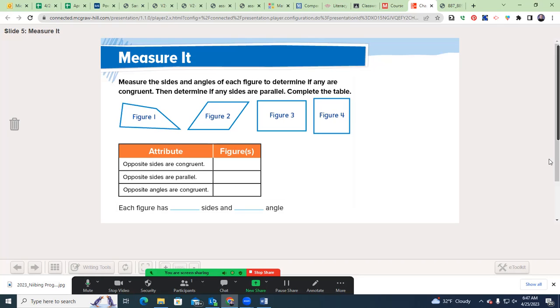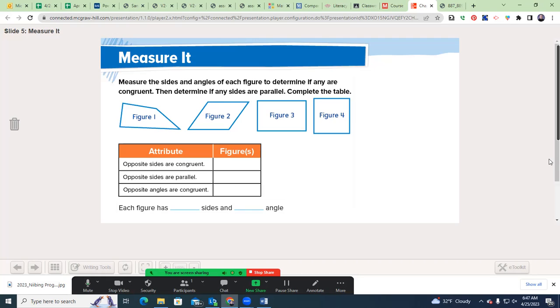So we're on 923, and I don't see any highlighted words this morning. There is a little definition of a quadrilateral at the top, and it says a quadrilateral is a polygon with 4 sides and 4 angles. Remember, polygons are made up of line segments that connect, but they don't overlap each other. There's no open space.